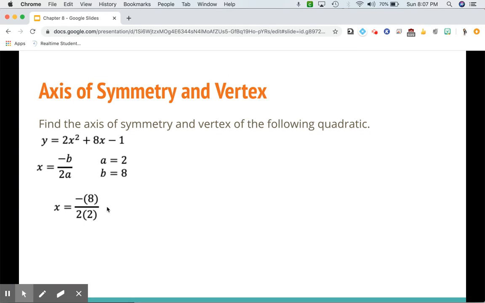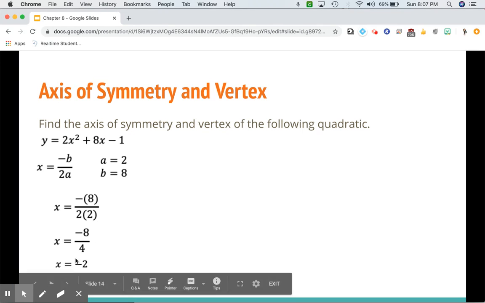And now at this point, what we're going to do is simplify. So 2 times 2 is 4. So we're left with negative 8 over 4. And our axis of symmetry is negative 2. So we found our axis of symmetry. Now what we need to do is find our vertex.